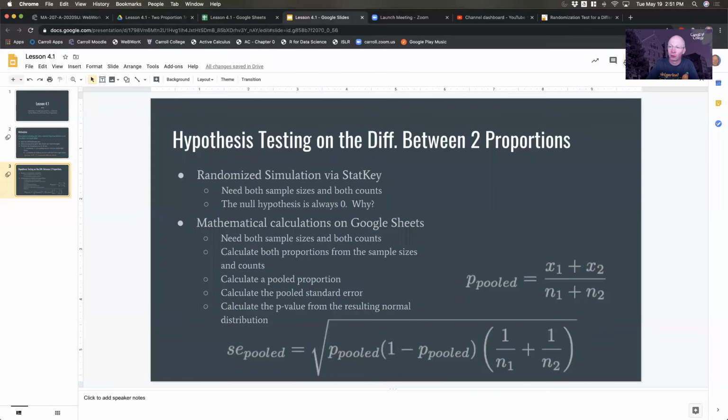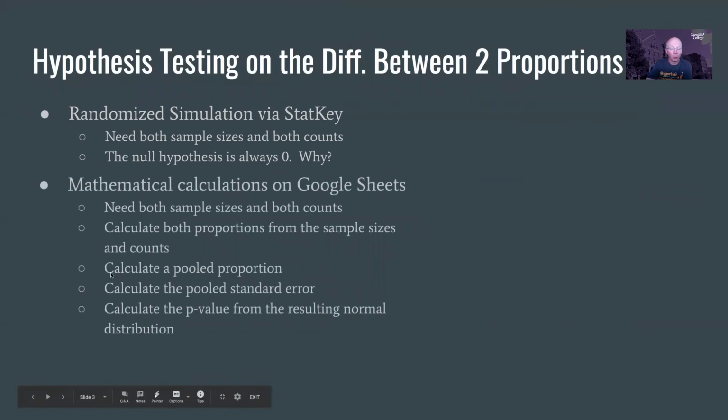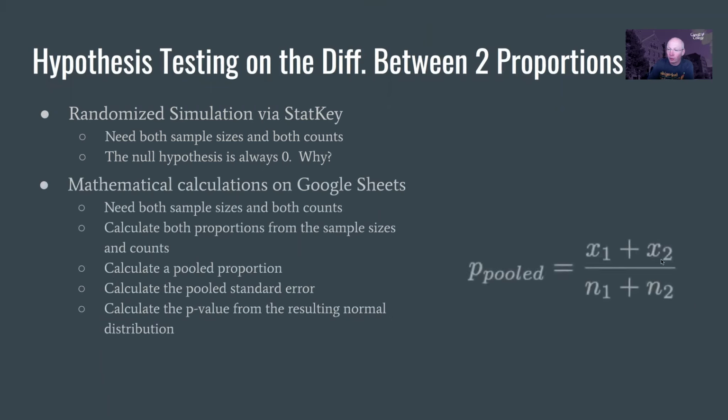Okay, so let's go back to the slideshow. We have our pooled proportion. That is given by this formula. So x1 plus x2 is however many I had from the first group plus however many I had from the second group, that's low-weight babies, out of the sample size from the first group plus the sample size from the second group. Okay, we just calculated that. Then we need a measure of how spread out the sampling distribution is. That's called the pooled standard error.